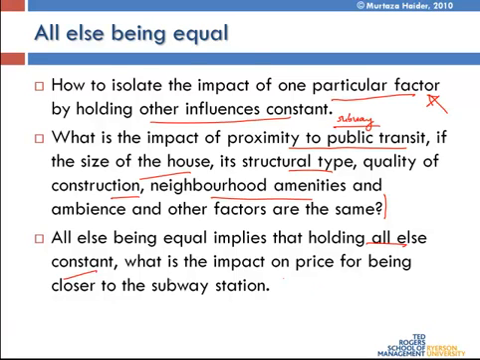Right, and that is the problem that we can answer using regression models, that if we can hold all else that matters to the price of a house constant, what is the impact then on price for being closer to the subway station? And that is what the regression model does. It allows you to control for other factors that matter, and then you look at the phenomena of interest, or the variable of interest, and say all else being equal, the price of a house closer to subway station is more expensive by say $10,000 or something like that.